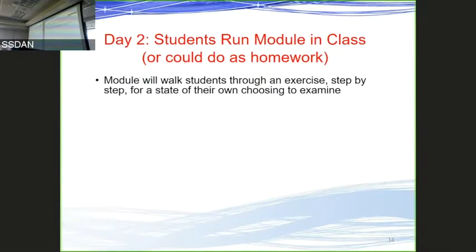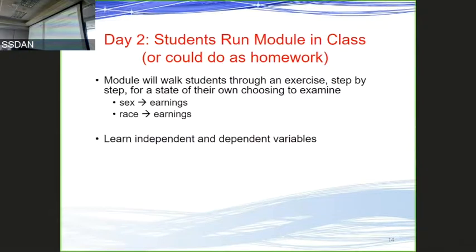Okay, then we come in the next day, and I say, okay, I'm going to repeat what we just did. That was the U.S. I'm going to have them do it on their own state. So they're going to look at the effect of sex on earnings, race on earnings. We'll have talked about independent and dependent variables. Which is the independent variable here? Yeah, independent are sex and race, and earnings is the dependent. That's in the handout as well, so we'll talk about that a little more.